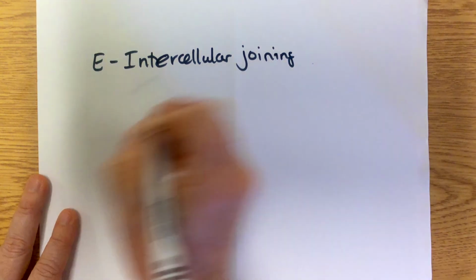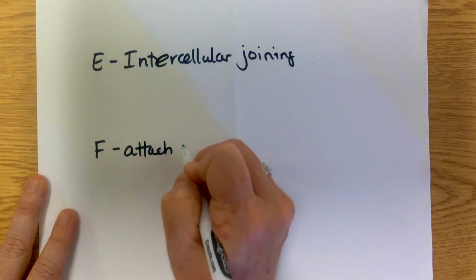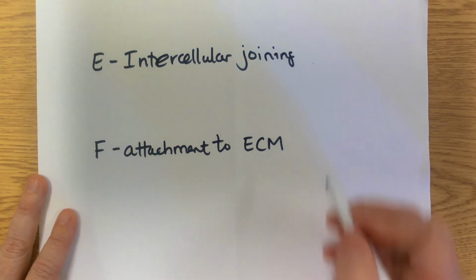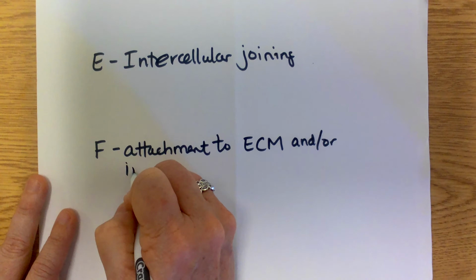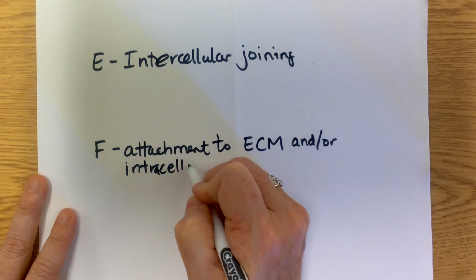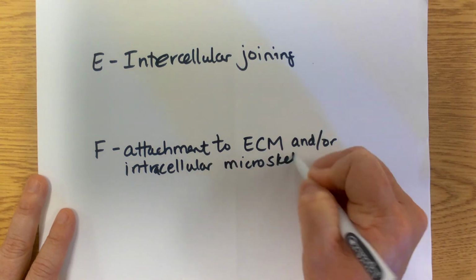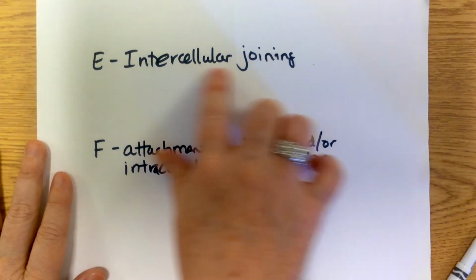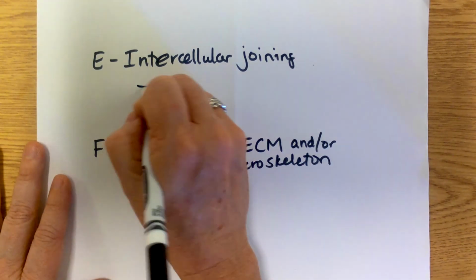Okay, and then F is going to be attachment to the extracellular matrix. That means the outside or the intracellular microskeleton. Okay, so these proteins are, if they're intercellular joining, they are allowing cells to attach to adjacent cells.